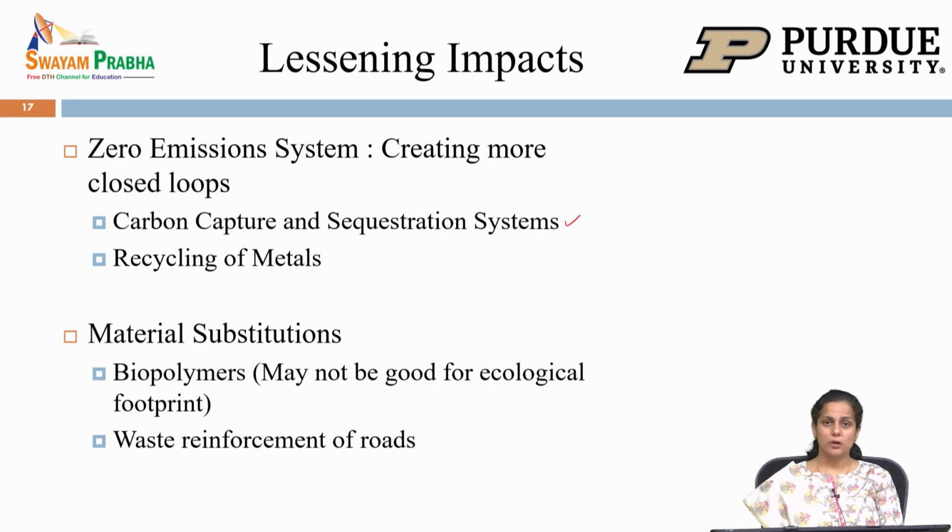Material substitution, biopolymers is one of the important aspects. It may not be good for ecological footprint because it requires land area. So, therefore, we need to look for alternative material substitution wherever we are finding stressors in the system causing damage to the ecosystems. One example would be waste reinforcement of roads that has been happening. Actually, in India, there are a lot of places where they have been using waste plastics in forming concrete and material that is used in the pavement. That is one example of lessening the impact towards industrial synergy.